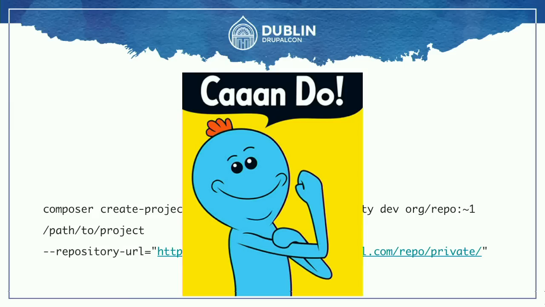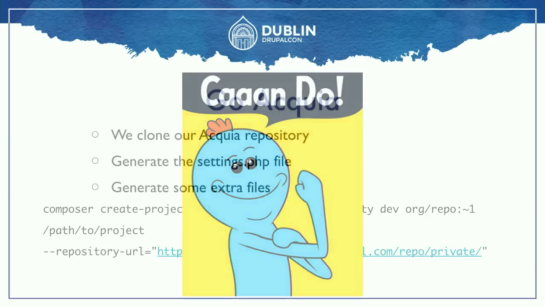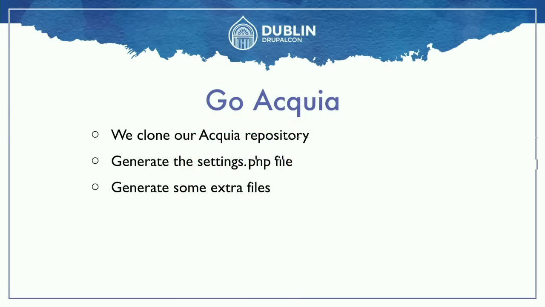Everything's there. Our files are nice and ready to go. So let's send that to Acquia. The script is going to clone our Acquia repository. It will generate some extra files like the settings.php file, gitignore, and htaccess rules, which, by the way, we generate with a Python library called Jinja2. It's a template library, so it makes it easier to generate those extra files.